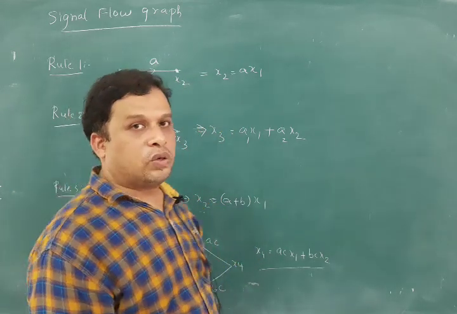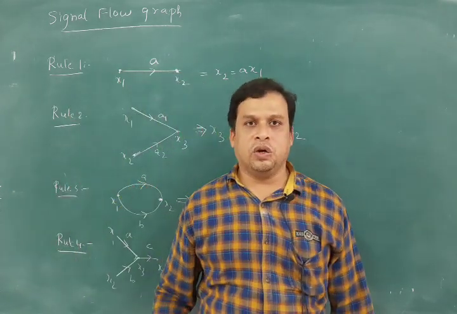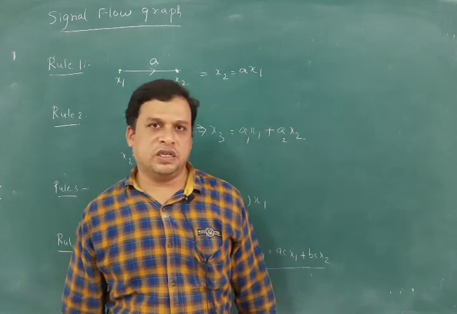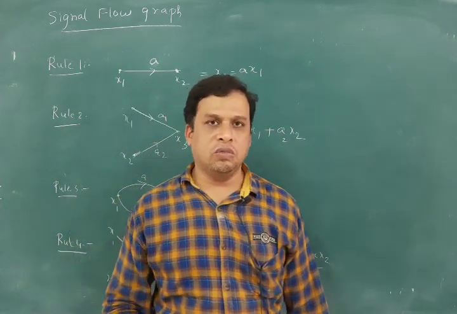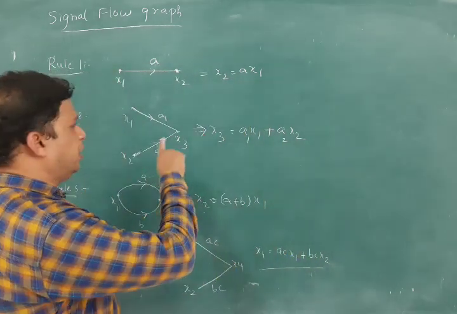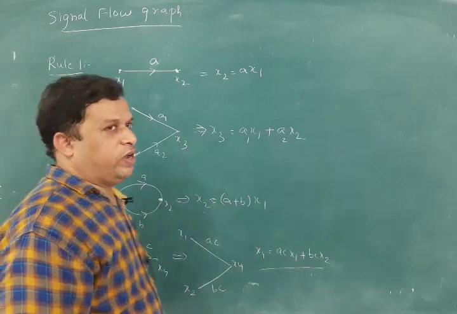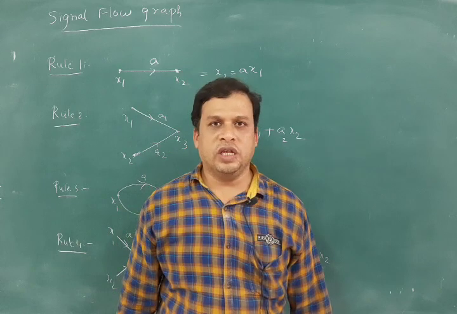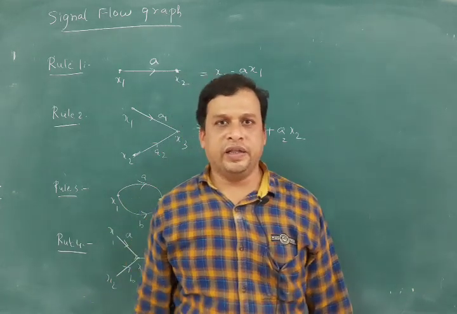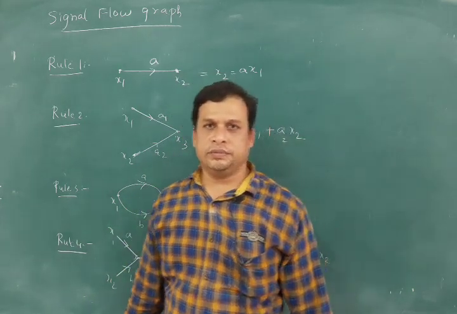So from these particular rules, it is simple, and we have some more rules, like for the signal flow graph, how we form a path, and how we find a non-touching loop. All these we can see while doing a problem or while writing the equations.